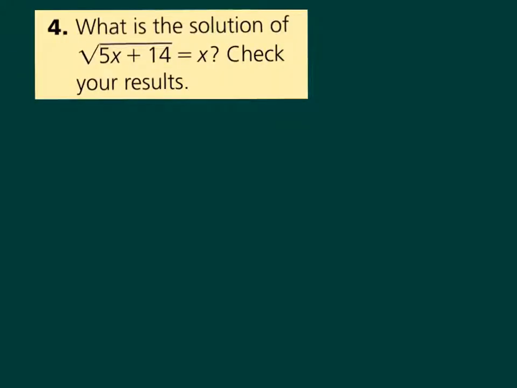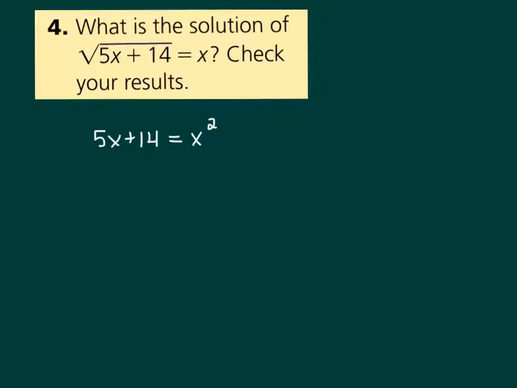We have a radical equation. We're told that the first step is to isolate the radical, which is already done for us here. The next step is to square both sides. So do that. If you square both sides, you get 5x plus 14 equals x squared.